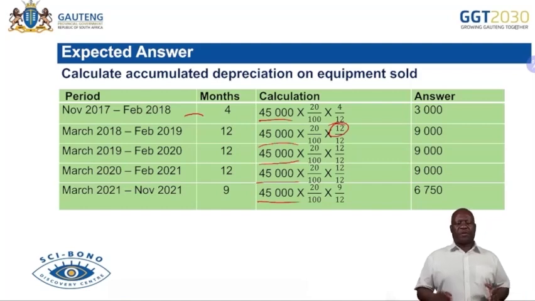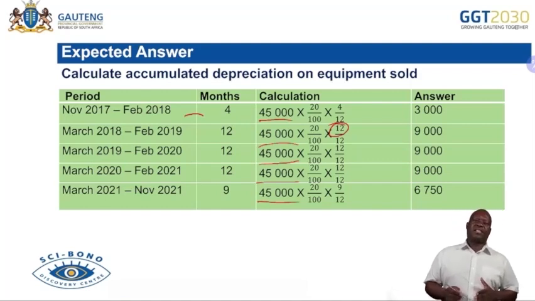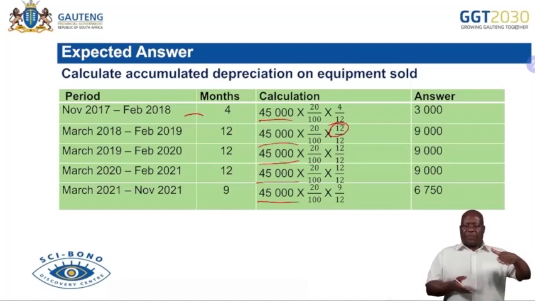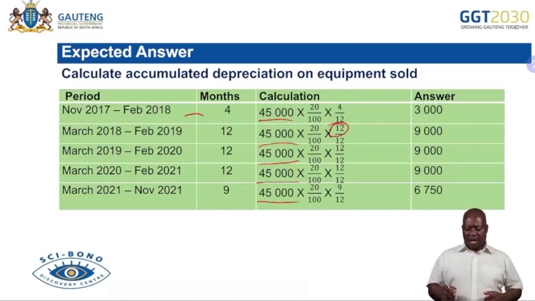Then let's go to the final year in which the asset is being disposed. It is from March 2021 until November. If you can still remember, this was the calculation we did for depreciation for the old asset, because it fell within our current year. And we got 6,750. Now, what we need to do to find our accumulated depreciation is to add everything.